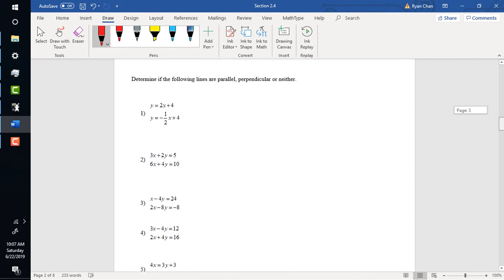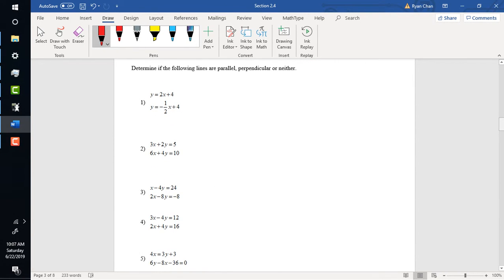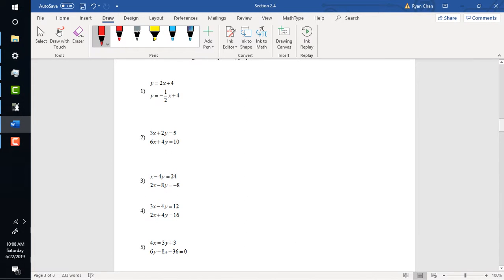So let's talk about the following, okay? Your problems in 2.4 come in two main components. The first component is just determining whether your two lines are parallel, perpendicular, or neither. And then the second half is constructing lines so that they are parallel or perpendicular. So let's look at an easy one like number 1 here.